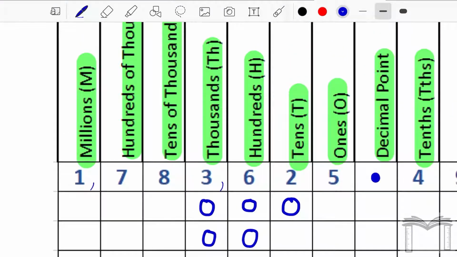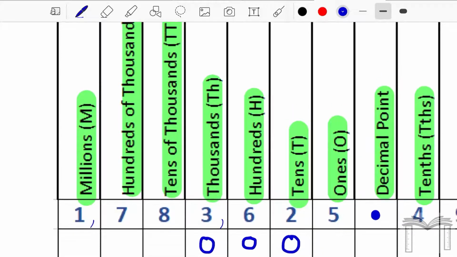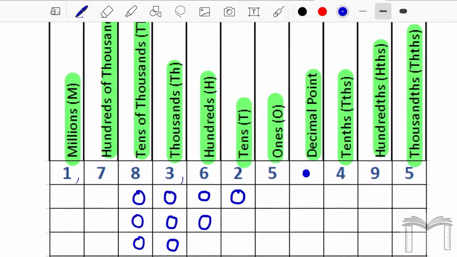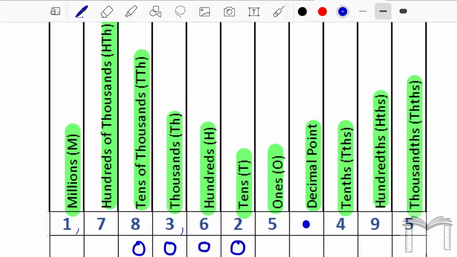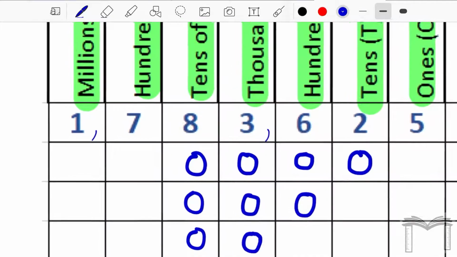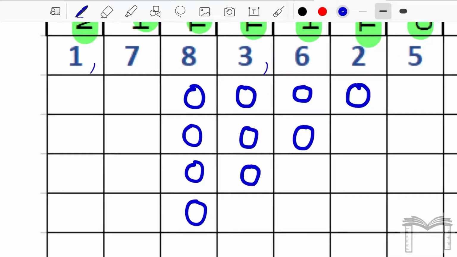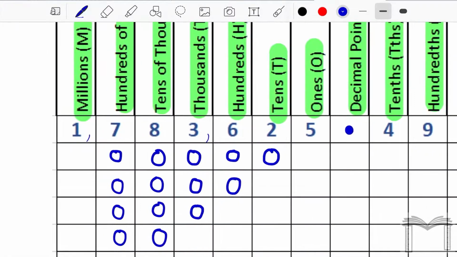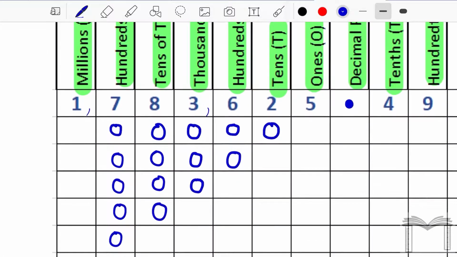So the 8 is in the tens of thousands position, so its value is 8 times 10,000, which is 80,000. The 7 is in the hundreds of thousands place, so that's 7 times 100,000, so that's 700,000. The 1 is in the millions position, so that's 1 million.